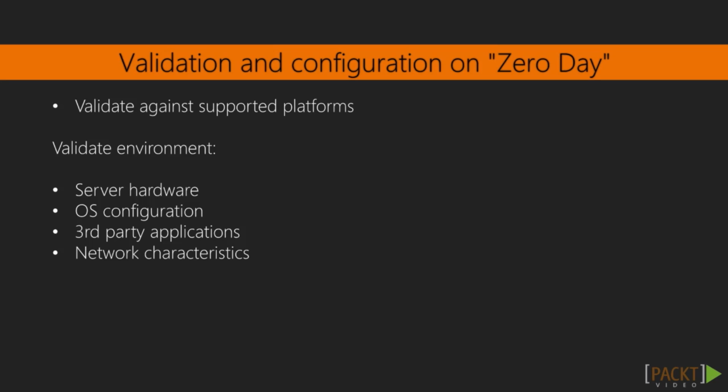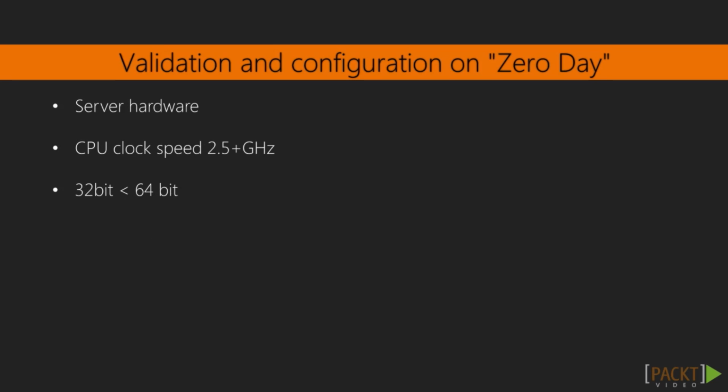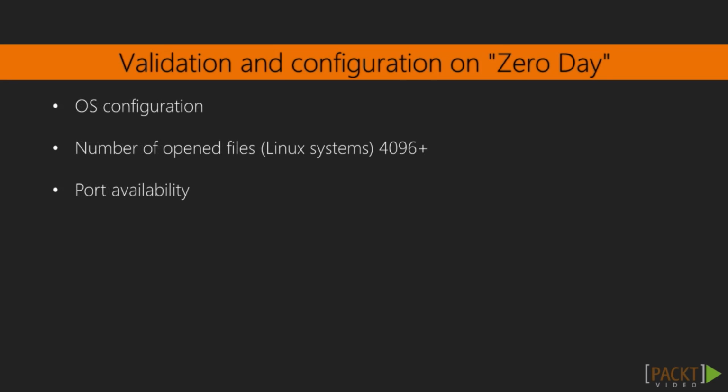There are several steps to go through, like server hardware, OS configuration, third-party applications, and network characteristics. Let's start viewing specifically each of those. Server hardware: we should work on a CPU clock speed of at least 2.5 GHz, preferably on a 64-bit OS. On Linux systems, we should verify the number of open files handled by the system, at least 4K or more, depending on the sizing of the Alfresco instance. We should also check the port availability: Tomcat, FTP, and so on.